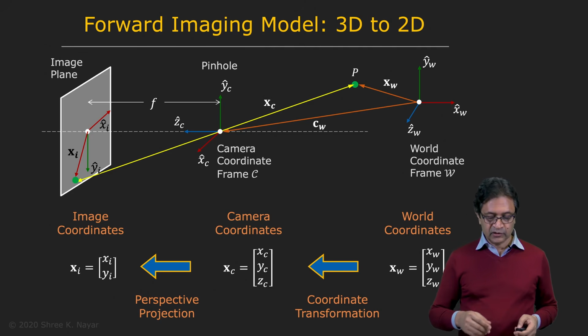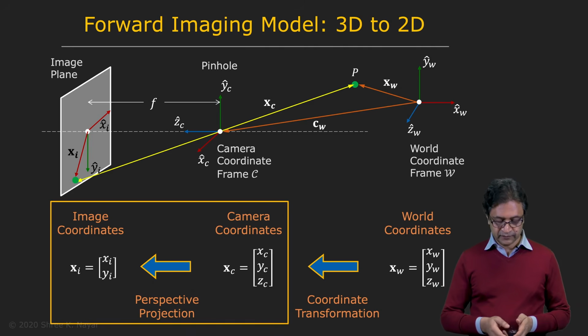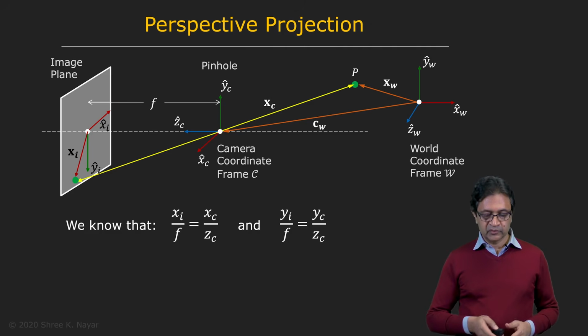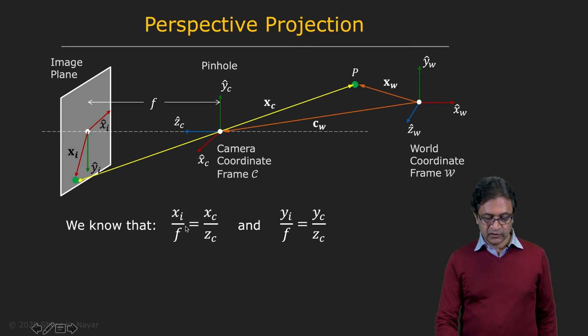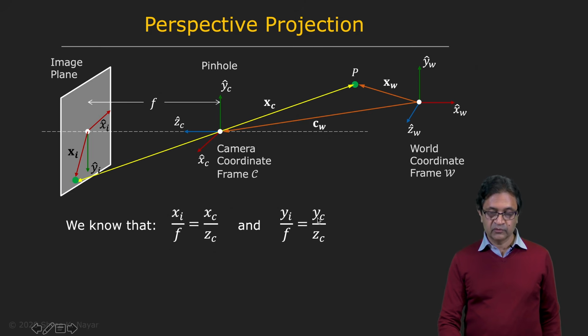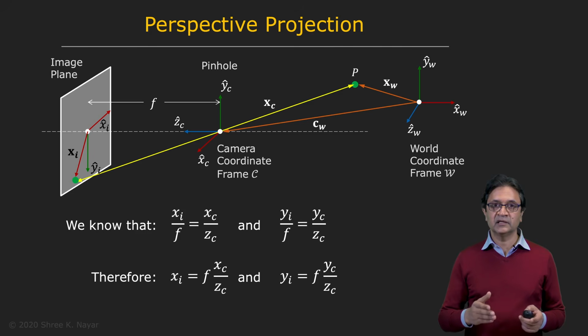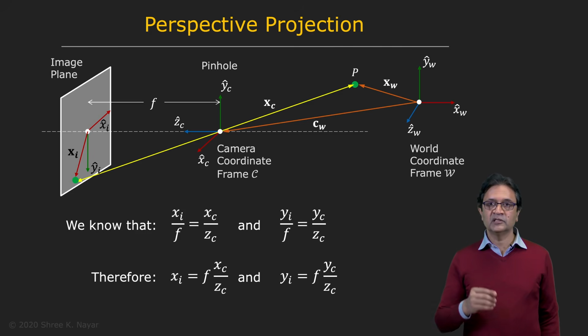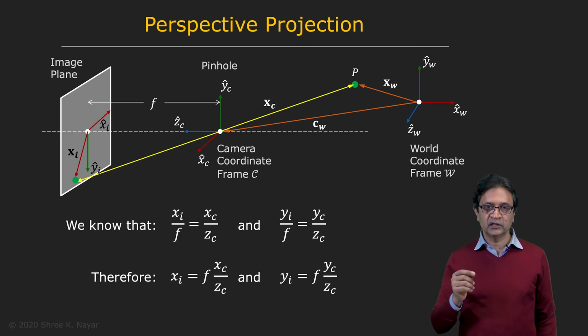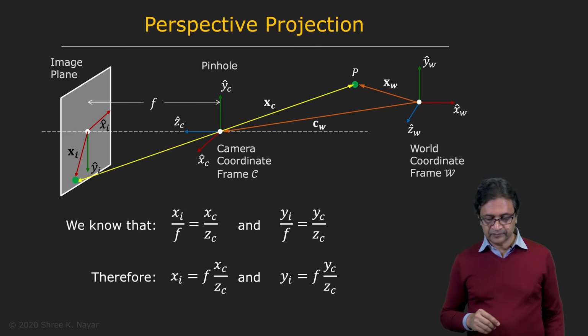So let's start with the latter of these two, which is perspective projection. We know perspective projection equations very well by now, so you have xi divided by f is equal to xc divided by zc. So we are assuming here that the point has been defined in the camera coordinate frame. And you have yi divided by f is equal to yc divided by zc. And we can rewrite these equations to get xi and yi. These are the coordinates of the projection of the point P onto the image plane.